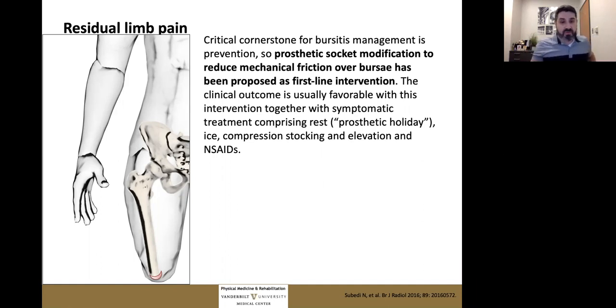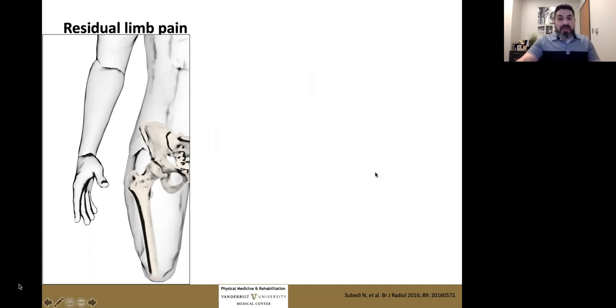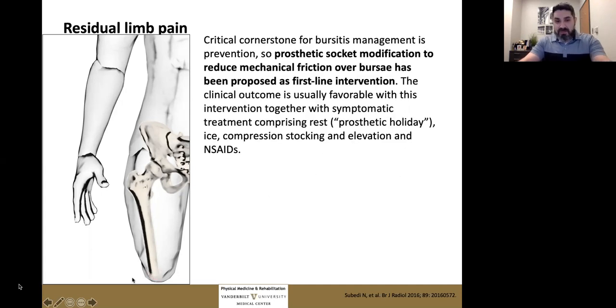First line intervention: prosthetic holiday. Let things calm down, right? Quiet down. Prosthetic holiday, icing, compression stocking, elevation, NSAIDs, right? A topical if it's close to the skin, rather than taking systemic. Very good places to start. Let things calm down, because if you refit too quickly, it's like, this was about to heal and now we re-aggravate it. Boom. So that's to extinguish that down there.